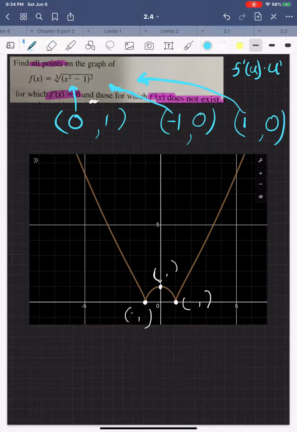So these are the three points, and you can see that. Let's look at the point 0, 1. You can see how you would have a slope of 0 at that point. But if you recall in pre 2.1, when I was talking about how derivatives can't exist at sharp corners, you would have a derivative that does not exist. The slope wouldn't make any sense at the points negative 1, 0 and positive 1, 0.